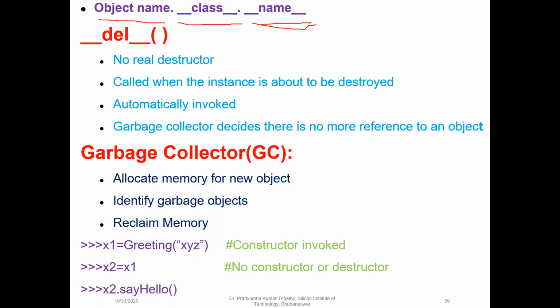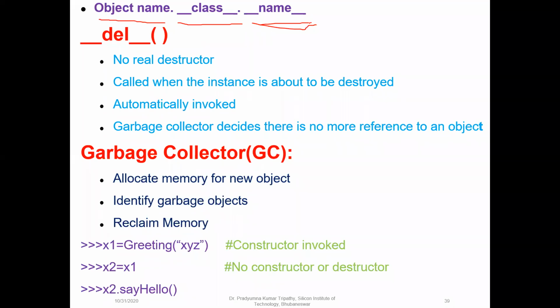I said that there is no real destructor. There is no destructor function over here. But we have a del method, underscore underscore del. This is called when the instance is about to be destroyed. This is automatically invoked when the garbage collector decides there is no more reference to an object. Memory cleaning will occur over there.